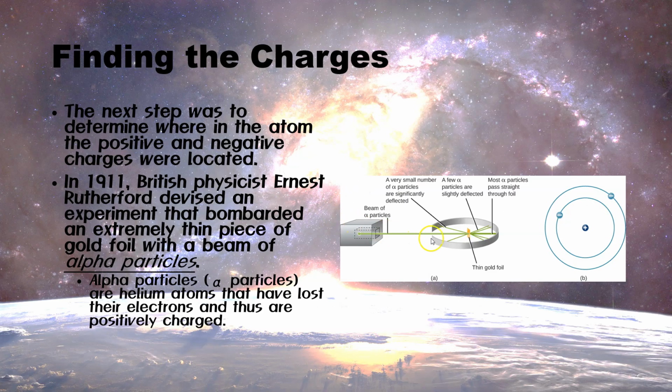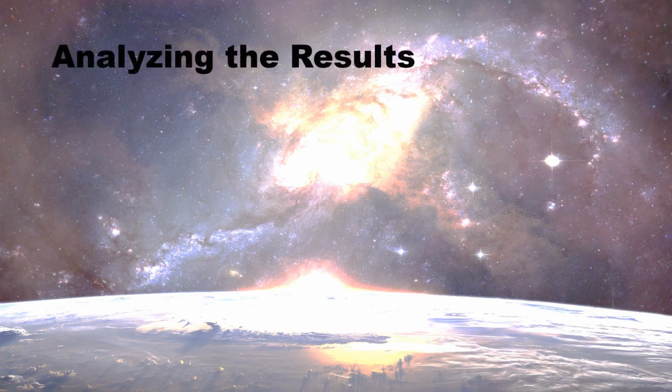And in the experiment, as you can see in this diagram, a beam of particles was shot out at the really thin gold foil. A very small number of alpha particles were significantly deflected back, a few alpha particles were significantly deflected in other directions, but most of the alpha particles passed straight through the foil. And again, this is just a diagram of looking at that atom, and you can see here we have a hydrogen with 2 electrons. So that allowed Rutherford to start analyzing results.